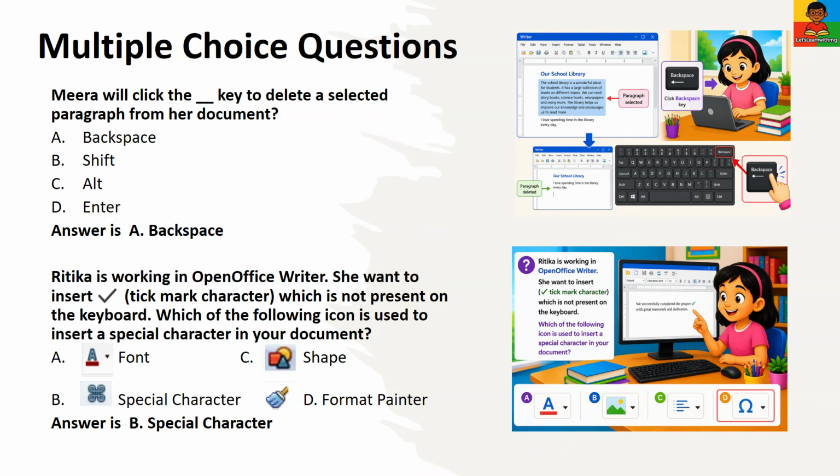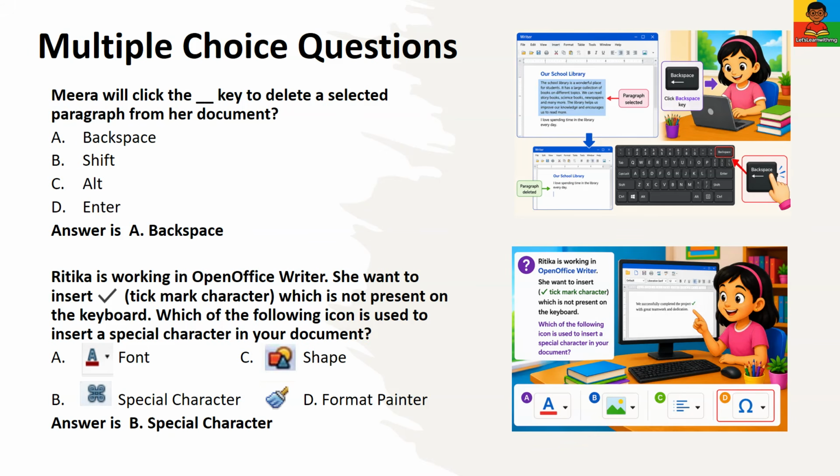Question: Mira will click the Backspace key to delete a selected paragraph from their document. A. Backspace. B. Shift. C. Alt. D. Enter. The answer is A. Backspace.